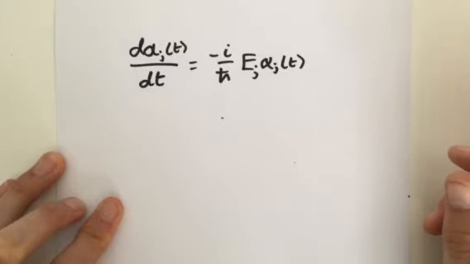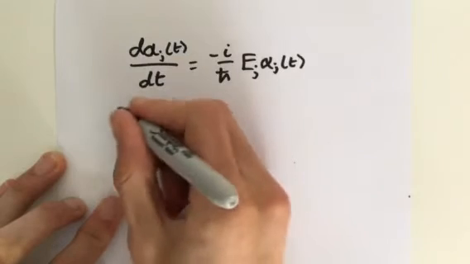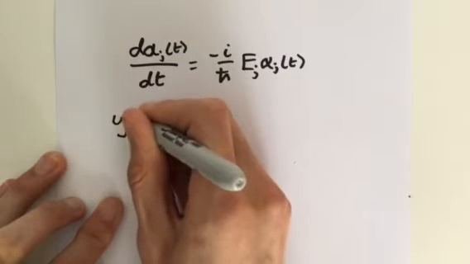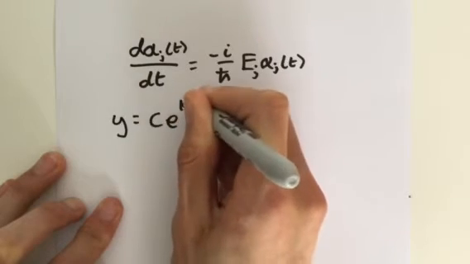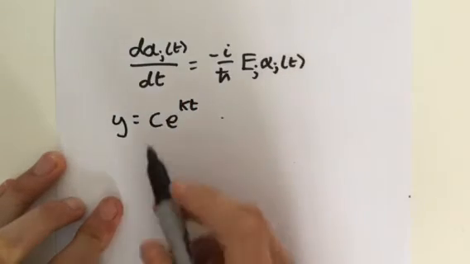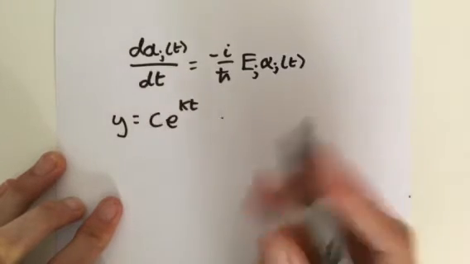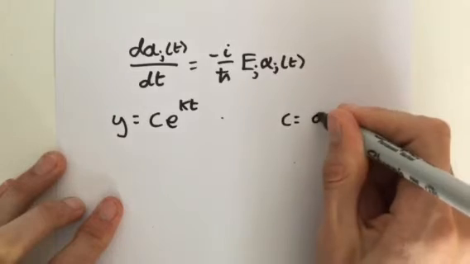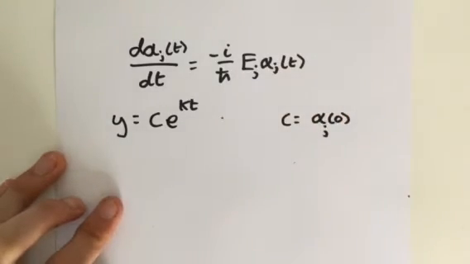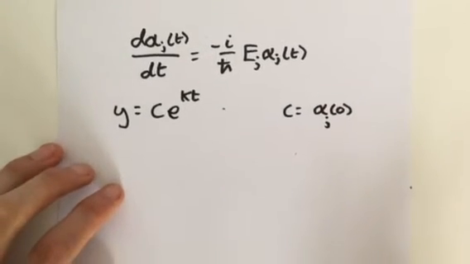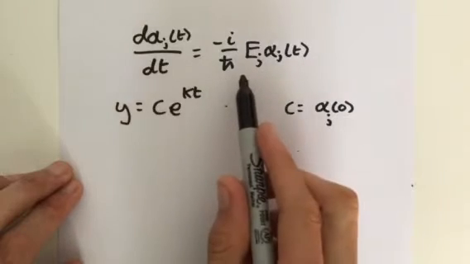So the solution takes the general form, you may have seen this: y equals c e to the k t, where c is our initial value. In this case, c would be alpha j naught, alpha j at its initial time. So this is very easy to solve.